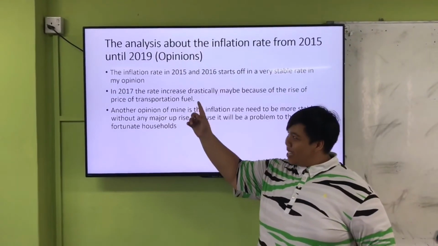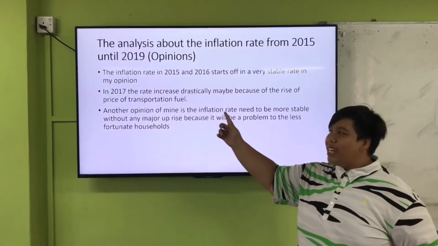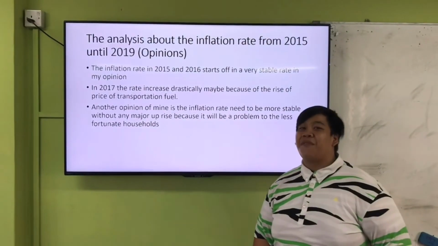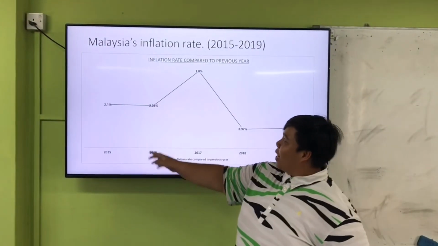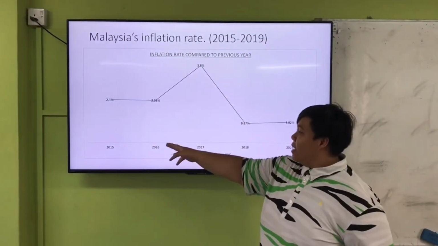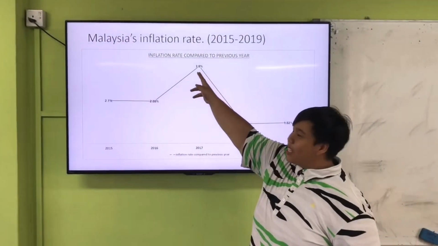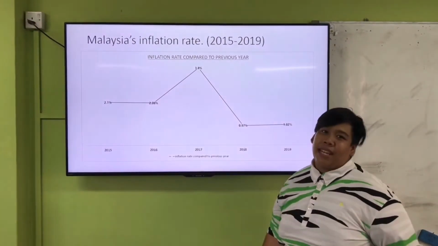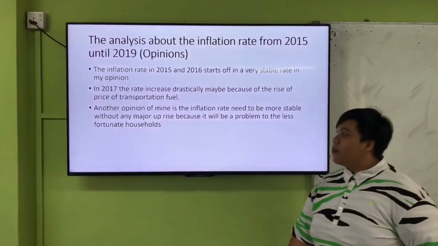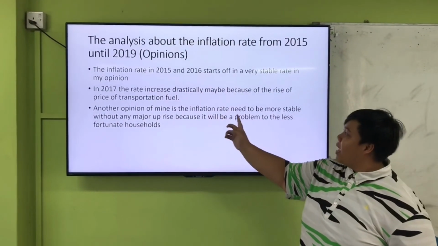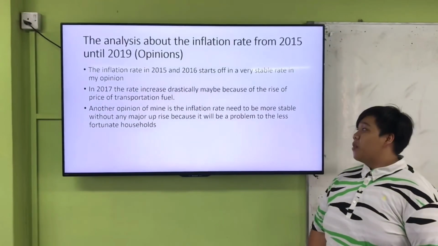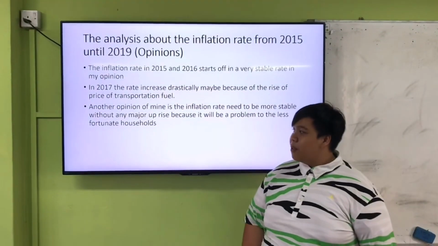Alright, in 2017 the rate increased drastically, maybe because of the rise in the price of transportation fuel. So if you can see, from 2.08% it increased drastically to 3.8% in 2017. Alright. Another opinion of mine is that the inflation rate needs to be more stable without any major rise, because it will be a problem for the less fortunate households.